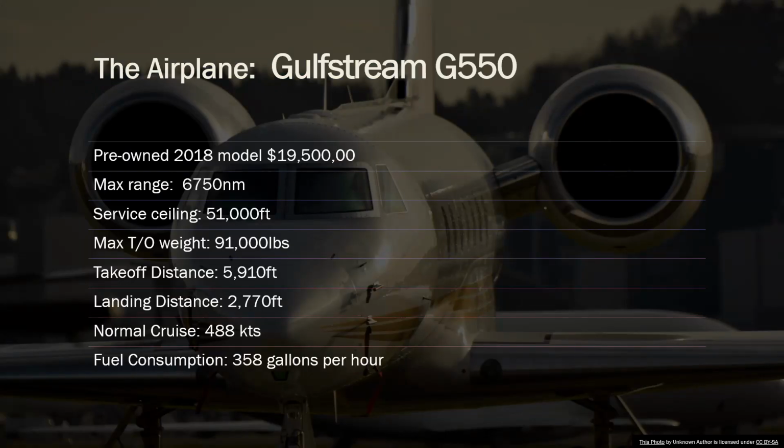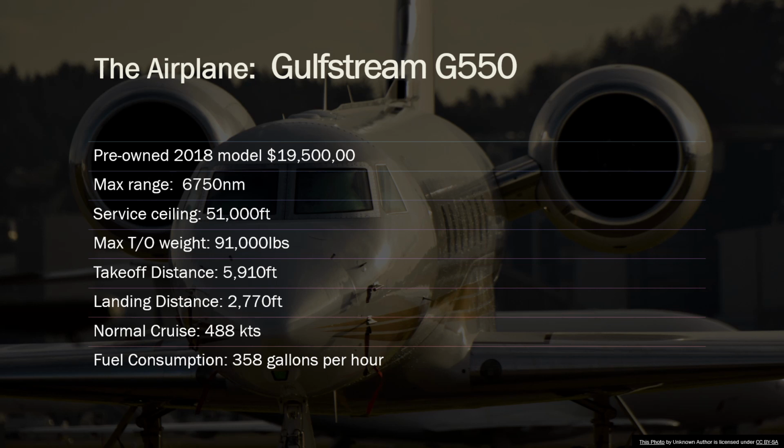The aircraft we'll be using is the Gulfstream G550. This is specifically a pre-owned 2018 model that costs $19.5 million. It has a maximum range of 6,750 nautical miles with a service ceiling of 51,000 feet. The maximum takeoff weight is 91,000 pounds, and the takeoff distance is 5,910 feet, with a landing distance of 2,770 feet.